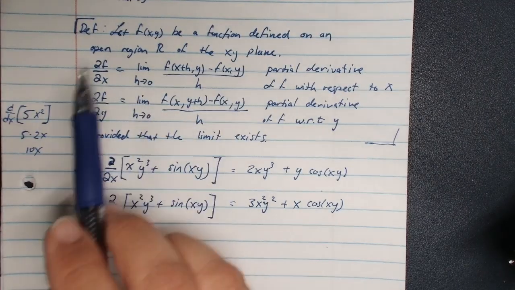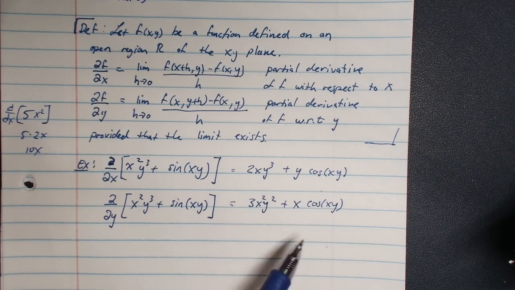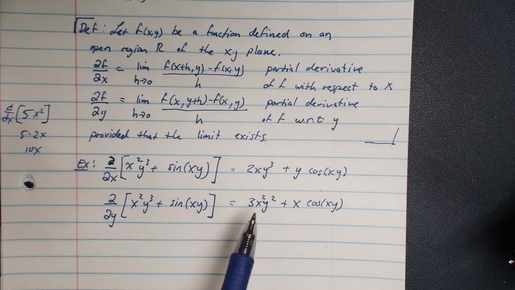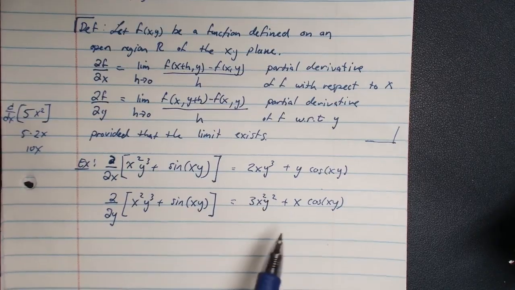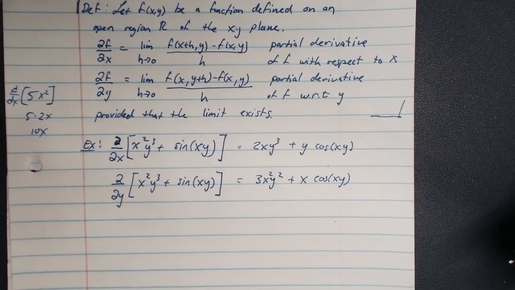So although this is the formal definition, this is a short heuristic, a shortcut that people often use to help them more quickly compute a partial derivative. Okay.